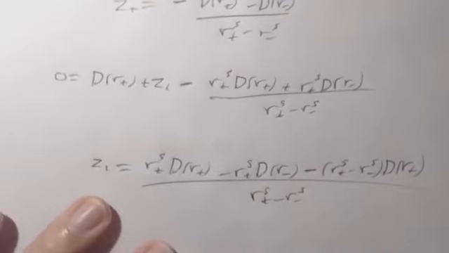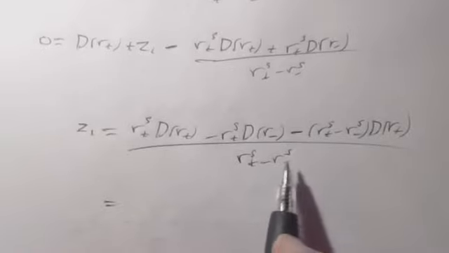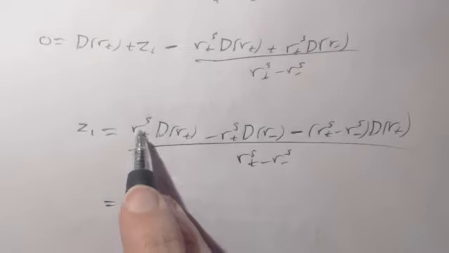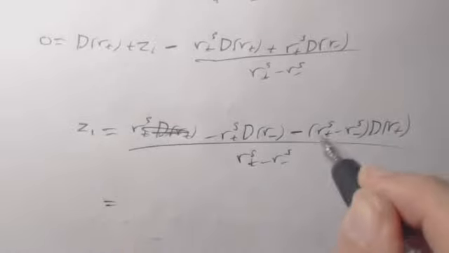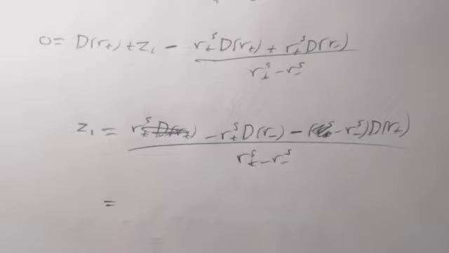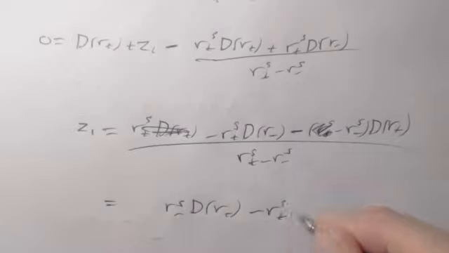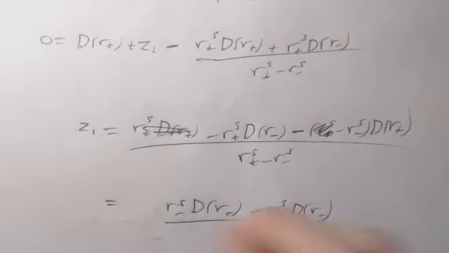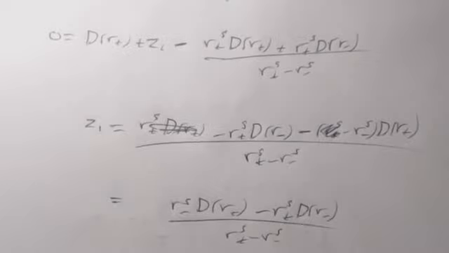which is equal to, so some things are going to cancel out here. We've got an r plus to the 5 d r plus, and here we've got a minus r plus to the 5 d r plus. So this term and this term are going to cancel. So what we're left with is r minus to the 5 d r plus minus r plus to the 5 d r minus over r plus to the 5 minus r minus to the 5. So we have this equation here.